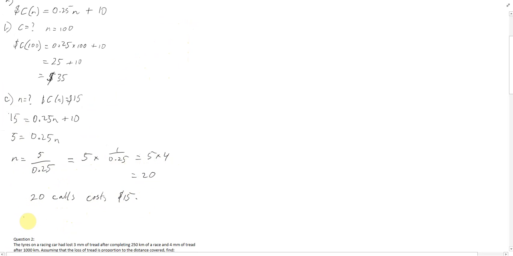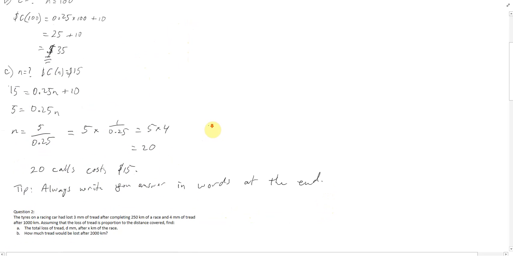Okay, so bit of a tip, always write your answer in words at the end. There you go. Always write your answer in words at the end of each part of the question. So that's kind of similar to making sure that we have the dollar symbol on for 35. Okay, so there we go.